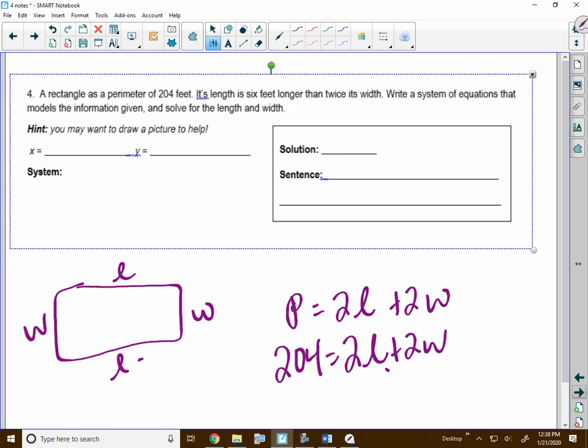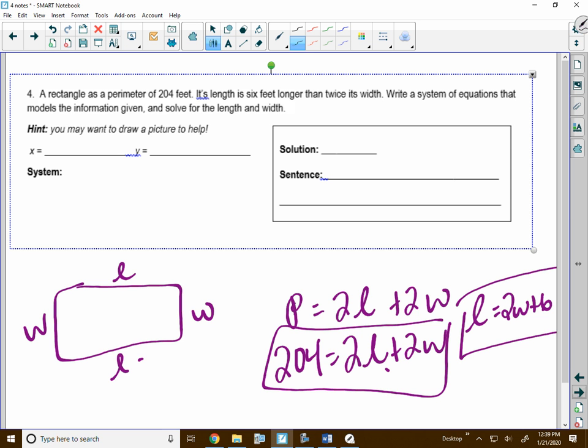Then we're also told that the length is 6 feet longer. Could that be the same thing as 6 feet more? You're used to that, we just did that on whiteboards. So 6 feet more than twice the width. Let's try to write that. We have one equation. So length equals twice width, 2W, and then 6 feet longer would be plus 6. Now we have 2 equations, but they're not in x and y.